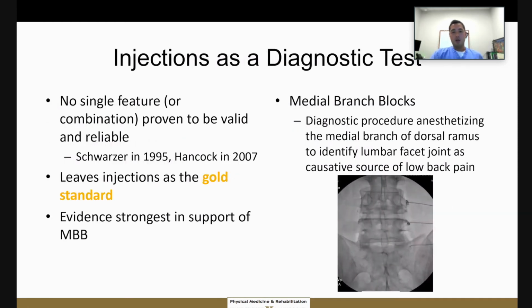As I mentioned before, there's not been one single imaging finding or physical exam maneuver that helps diagnose facet-mediated pain. As a result, medial branch blocks are the gold standard for diagnosing facet-mediated pain. What we do is anesthetize the medial branches, and if patients find relief with the diagnostic block, then that can help diagnose facet-mediated pain.